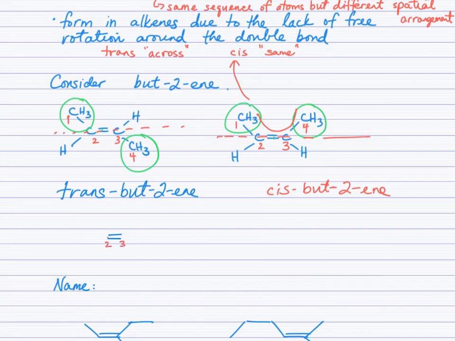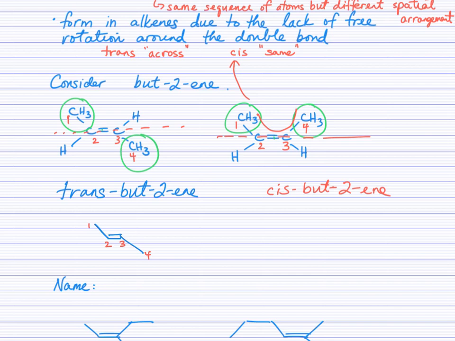Now from carbon 2 I need to come up to carbon 1, and then from carbon 3 I need to move down to carbon 4. If you were to turn your page on the side, you realize, yeah, that is like the zigzag that I'm used to drawing. Okay, so we can see the trans arrangement.